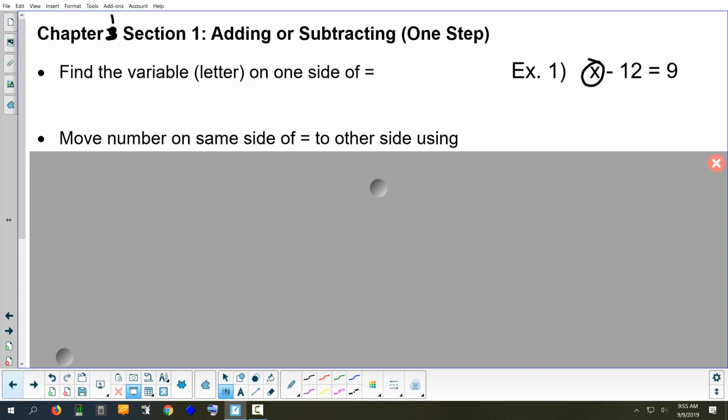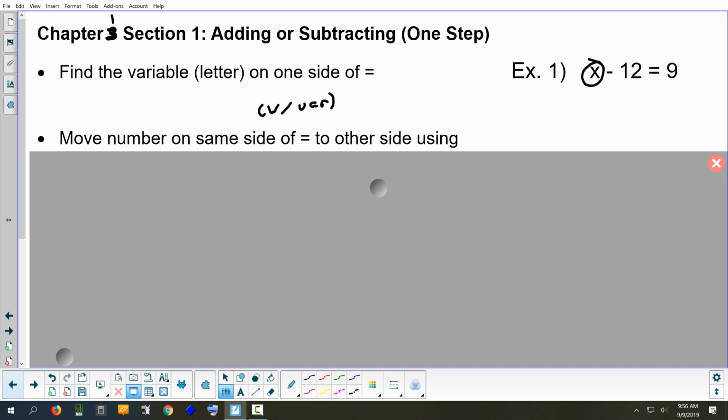Next thing is you move the number that's on the same side of the equal sign to the other side. When I say same side, I mean the same side as the variable. I can add that in if it helps: move number on same side with variable. So move the number that's on the same side with the variable to the other side.